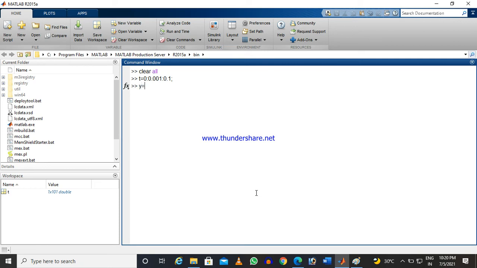Now this is my actual signal: sine 2 pi f t, meaning sine of 100 pi into t. Okay, this is my actual signal. Now I am defining one more signal. Say this is sine of 100 pi into t minus, say, 3 pi by 2.